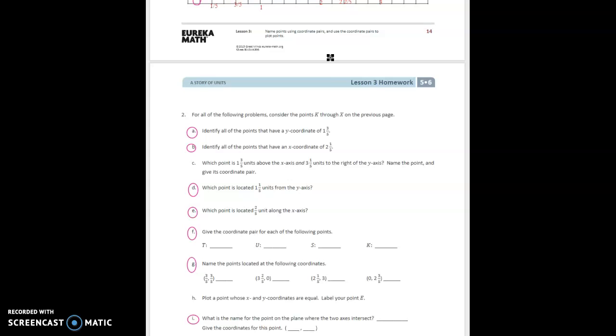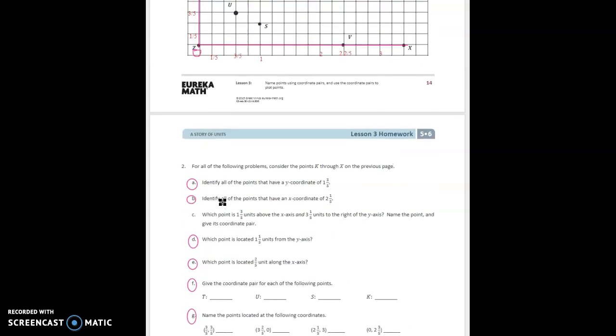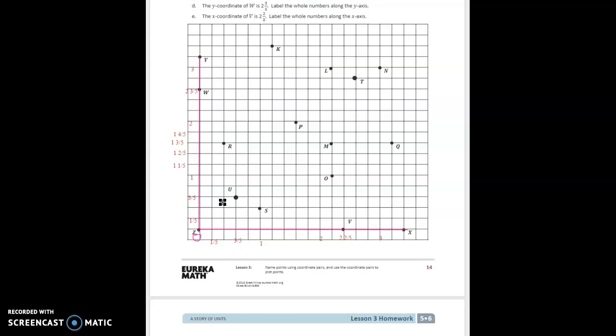Write in those letters. D, which point is located at 1 and 1/5 units from the y-axis? Okay, this one's tough. 1 and 1/5 units from the y-axis. Here's the y-axis. That means that you need to be 1 and 1/5 away from it. So we're looking to the x coordinate here, or the x-axis, and we're looking for 1 and 1/5, which is right here. Which letters are 1 and 1/5 away from the y-axis? Which one do you see on that line? Which letter?